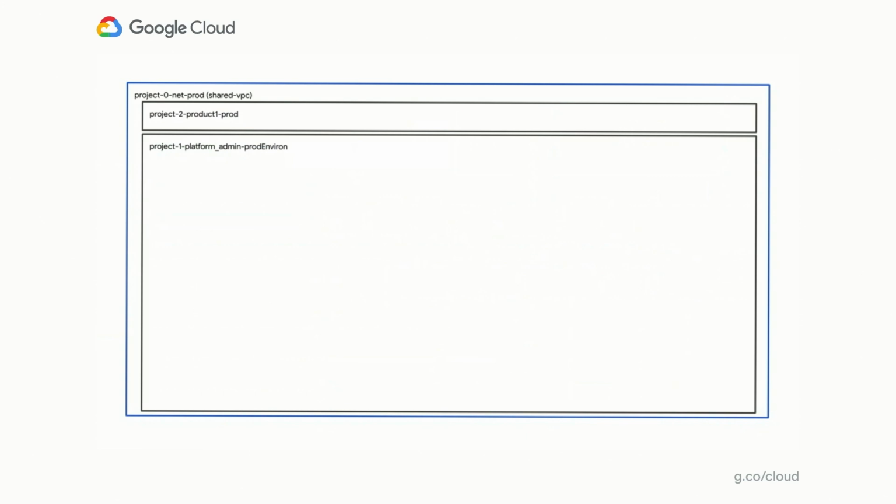Now, a project in Google is just a collection of resources owned by a certain team or by a certain function. So in this case, we're just representing 2 projects. We have a platform admins project that's owned by the platform admins team. That's your operator team. And then we have this product 1 project, right? That's owned by a single product team. And imagine if you had multiple products, then you would have project 3, project 4, and so on.